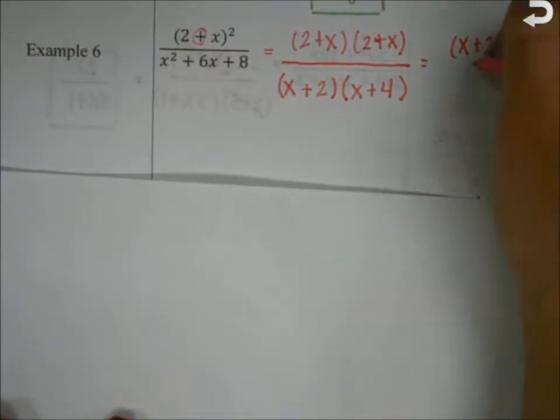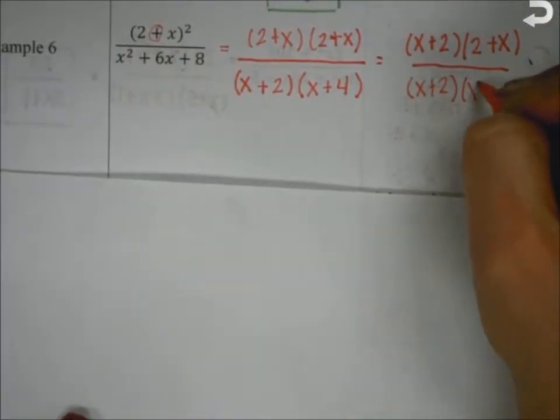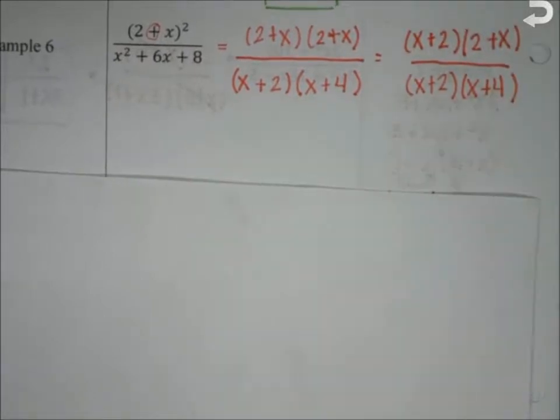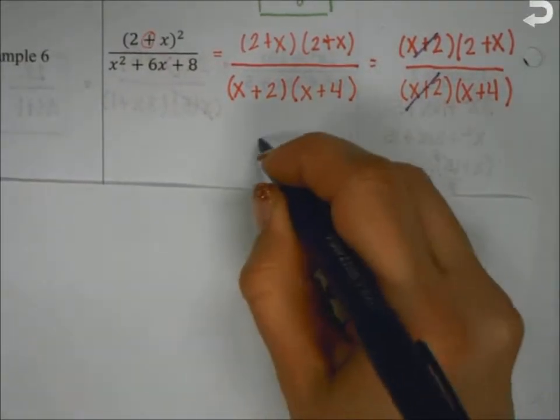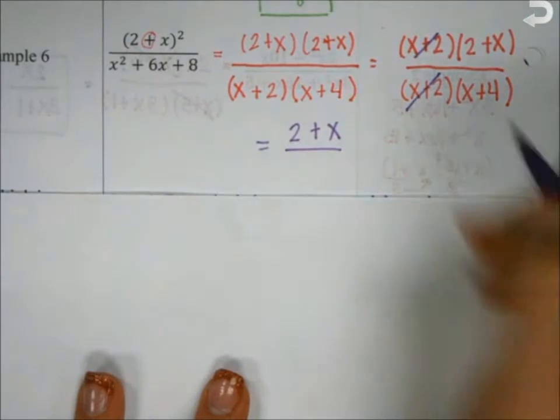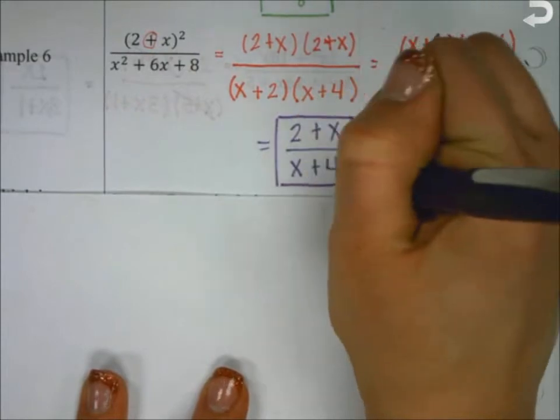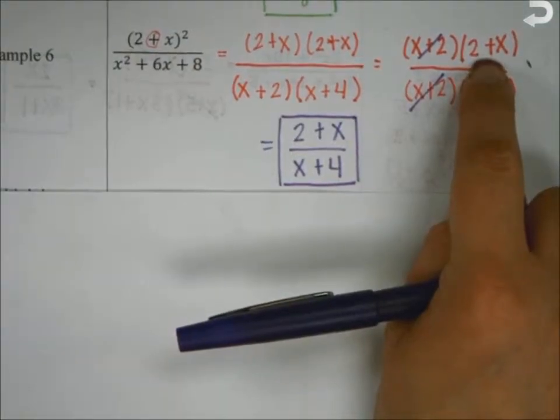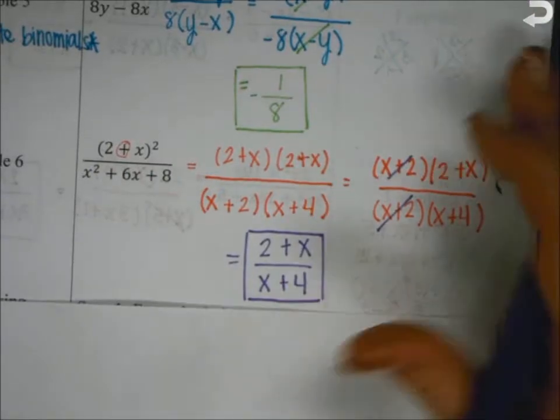Now it's a little bit more obvious what cancels for us. So x plus 2 and one of the x plus 2's cancel. And what am I left with as my answer? 2 plus x over x plus 4. If you want to, you could also rewrite the other one as x plus 2. It does not matter, because, like I said, for addition, order does not matter. In the previous problem, it was subtraction, so order does matter in that case, right? Because 1 minus 2 is not the same as 2 minus 1. But if we were adding them, the order doesn't make a difference.